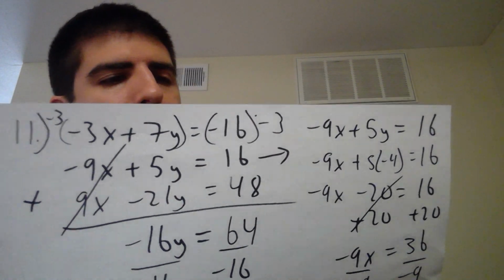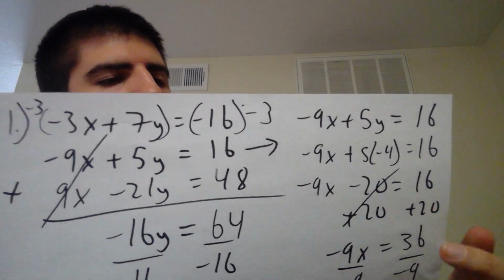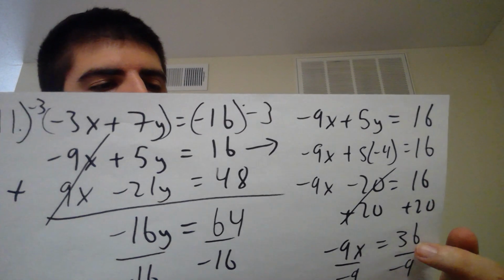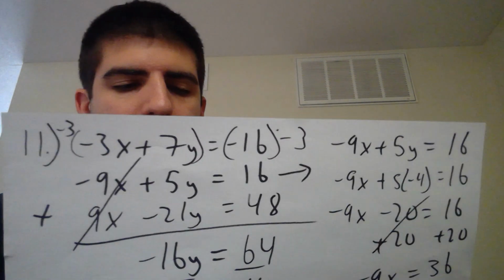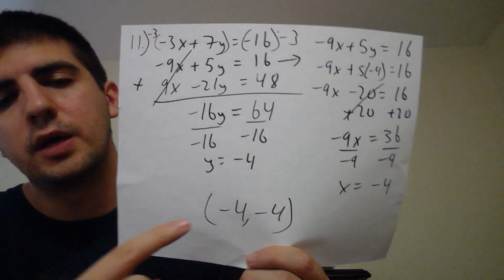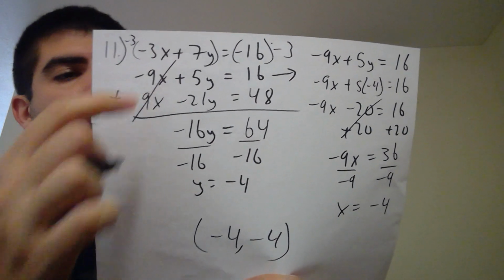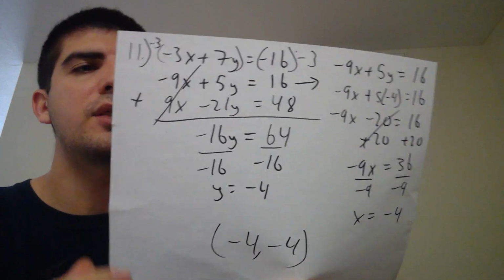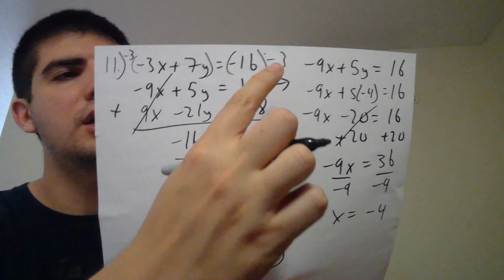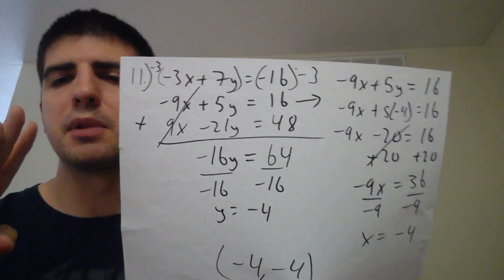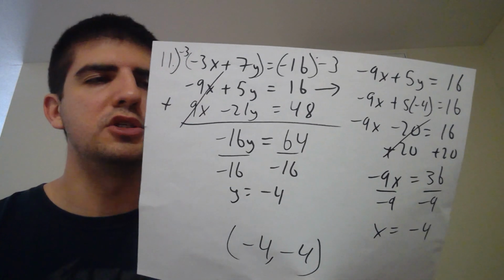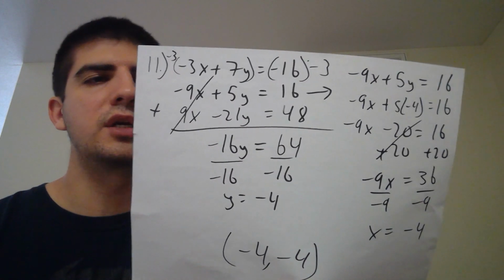So I'm going to add 20 to both sides. 16 plus 20 is 36. Divide by negative 9. And visually, that's where the two lines intersect. So this is a line, this is a line, that's where they intersect. And by the way, just because we multiplied both sides by negative 3 here, that line is still the same line. It's not like we changed the line. It's the same line, it just is written differently.